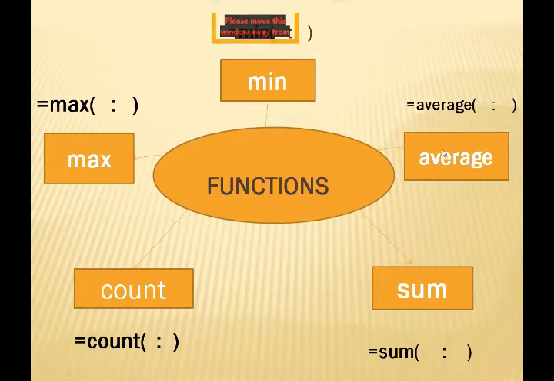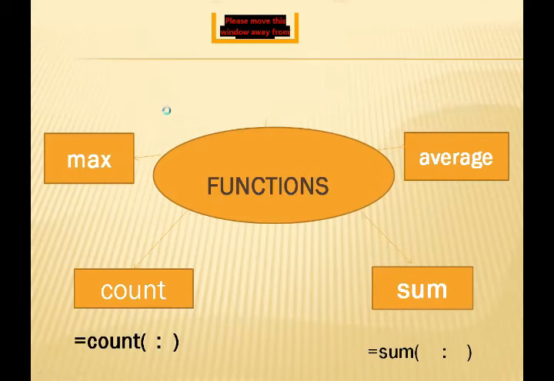Now for average, equals to, here we are using the short form, but in average you will use the full word average. This is the function of average, and then you will write the cell address in the parentheses and then press the enter key. The last function is minimum. To find out the minimum value, the function you will use is equals to min, then the cell address and then press the enter key.